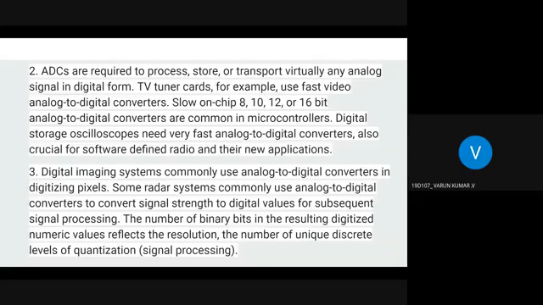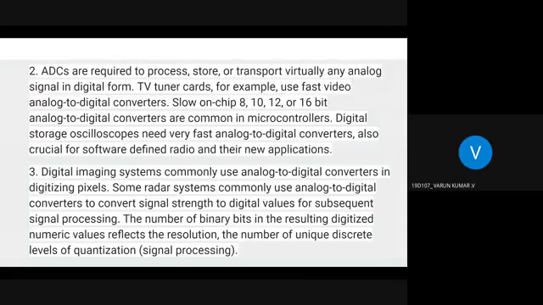The ADC is also required to process, store, or transport virtually any analog signal in digital form. TV tuner cards, for example, use fast video analog to digital converters, while slow on-chip 8, 10, 12, or 16-bit analog to digital converters are commonly used in microcontrollers. Digital storage oscilloscopes need very fast analog to digital converters, also crucial for software defined radio in the new applications. Digital mixing systems commonly use analog to digital converters.